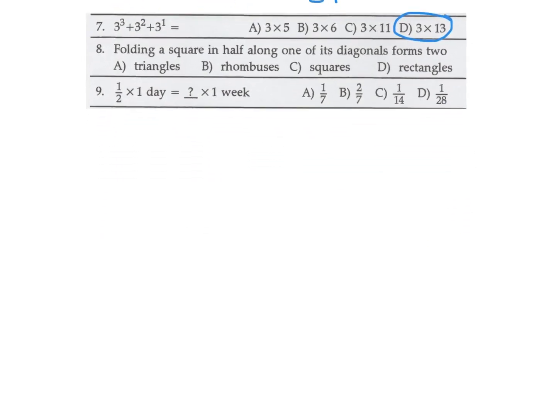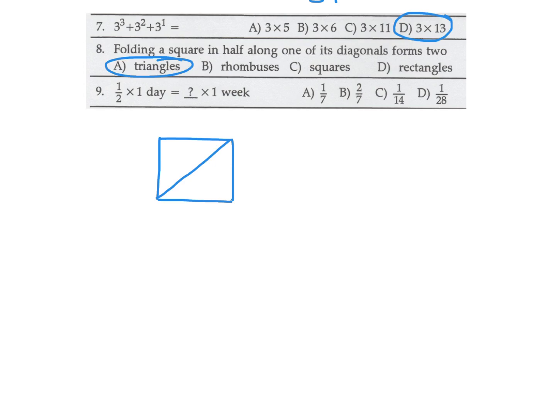Folding a square in half along one of its diagonals forms 2... Okay, well, let's do it. So here's a square. If I fold it along its diagonal, well, that's obvious. I have formed 2 triangles. So the answer is A.